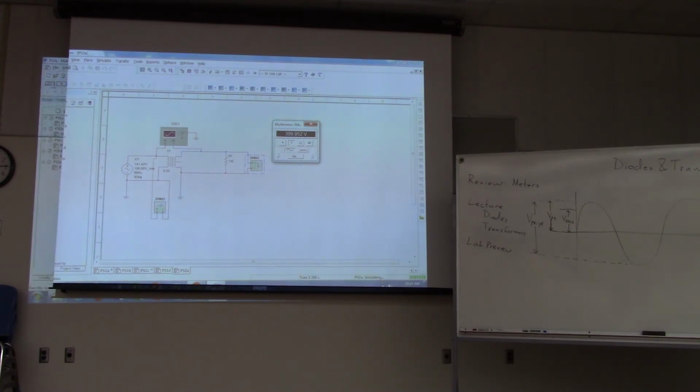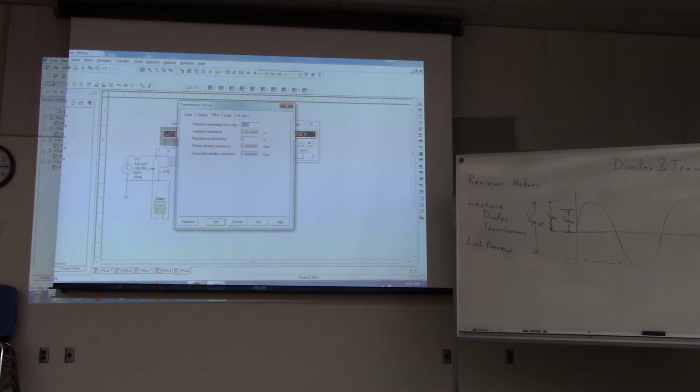Okay, so you're going to fill out a table in your book. You're going to change the turns ratio around. So to change the turns ratio, you just double click on here and enter whatever turns ratio you want.